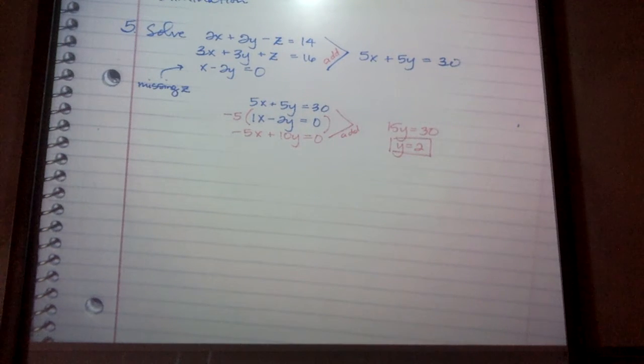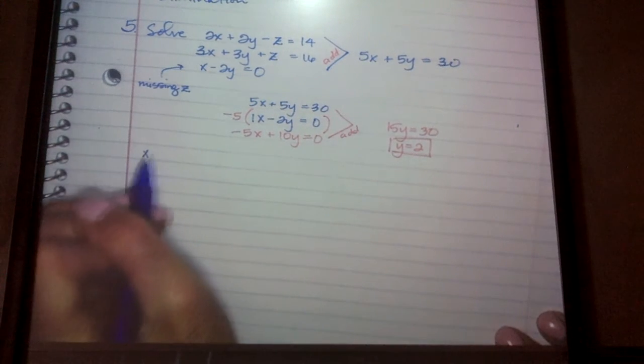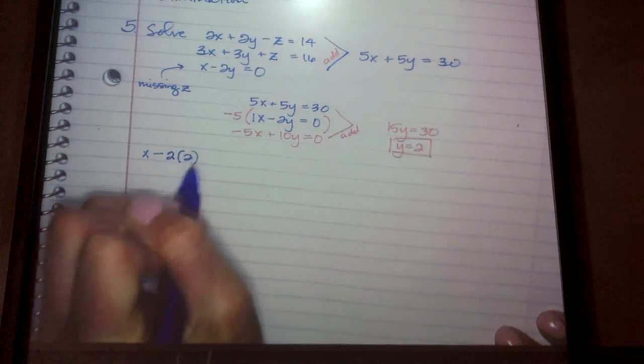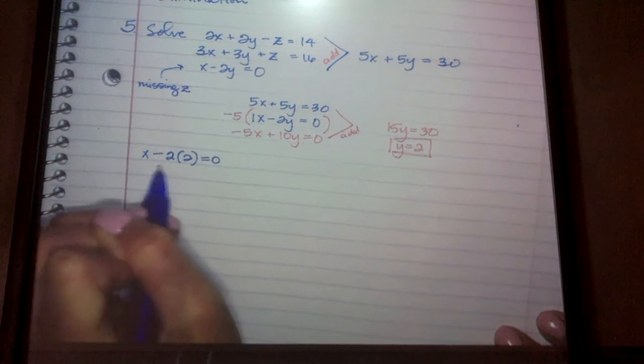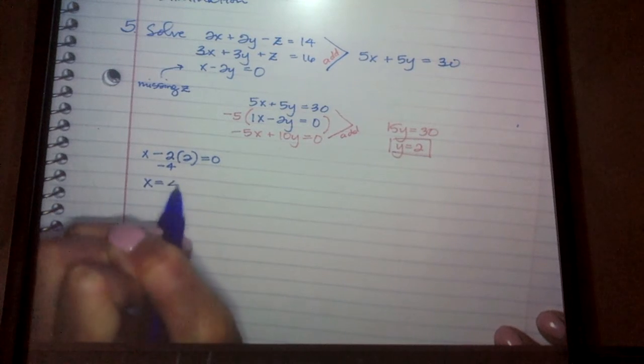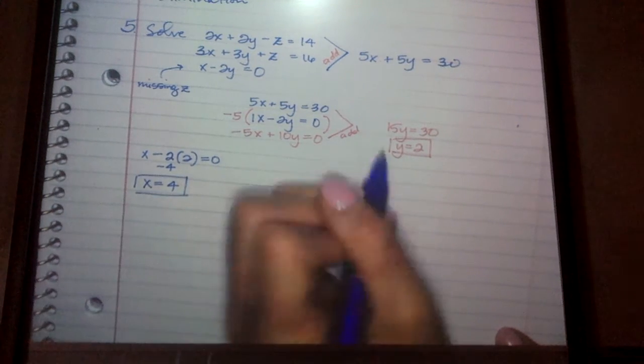From there, we're substituting it in. So x minus 2 times 2 equals 0. So that's a negative 4. So x equals 4, right? I would add 4 to the other side.